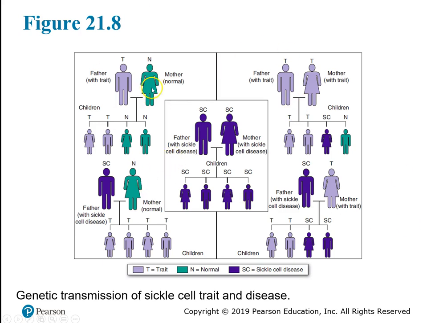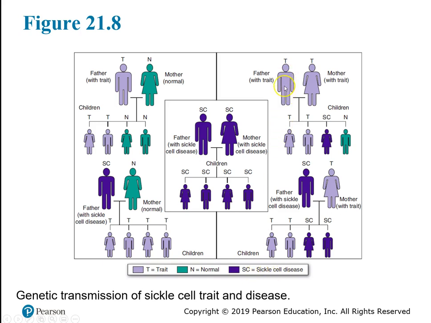Nobody needs to know the specific details here, but the idea is this is showing you a pedigree, because we said it is an autosomal recessive disease. You can follow along here with a mother and a father that both have sickle cell disease. Again, autosomal recessive, and you can see who's affected and not in their children. T means they have the trait, N means normal, and this means they have sickle cell disease.